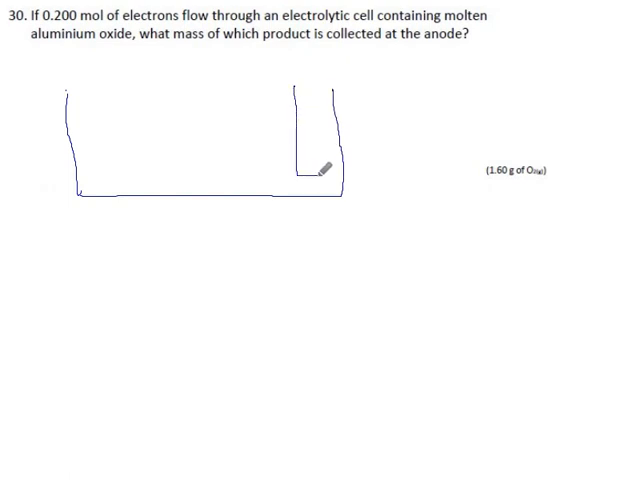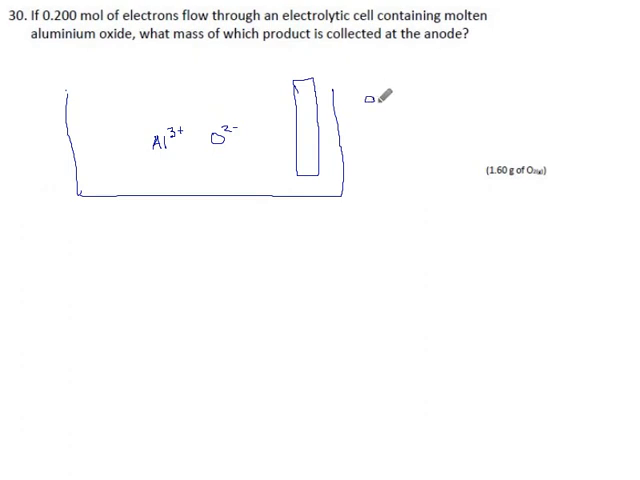There's an electrode over here. We'll say it's graphite or something. Or no, maybe it won't be able to. If we have aluminum oxide in here, so we have aluminum ions and we have oxide ions, and it's molten, so there is no water. It's just these things. It's too hot for water to exist.